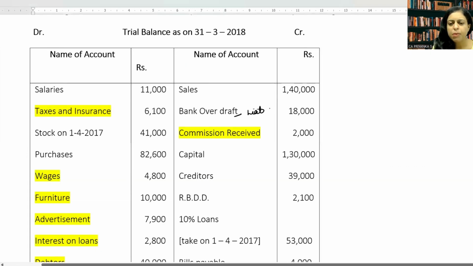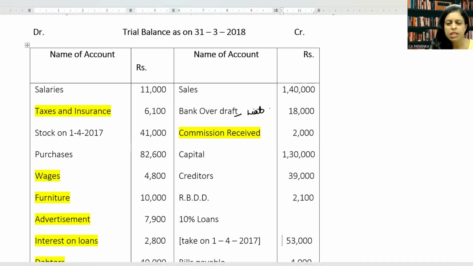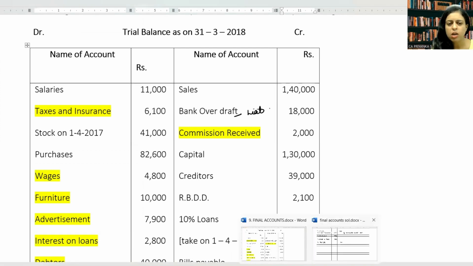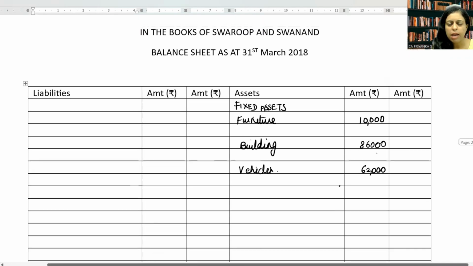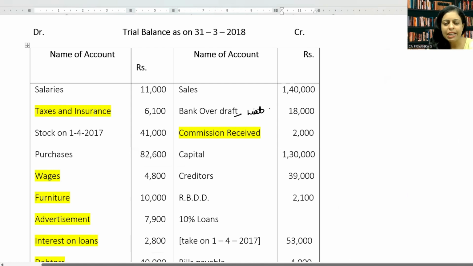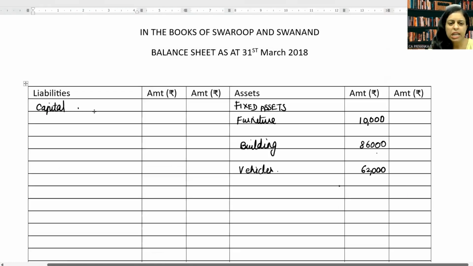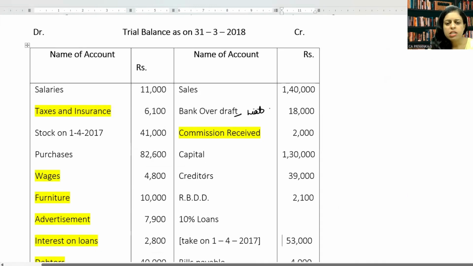Next one is capital. Capital account, we all know it is a liability. By now, you should be clear that capital is a liability and capital is shown in the balance sheet on the liability side, 1,30,000. So go to the balance sheet. And the first part of your balance sheet liability side will be your capital. Capital will always have some adjustment for either drawings or the profit to be added in the capital account. So 1,30,000, the capital account will always come in inner column. Remember this.